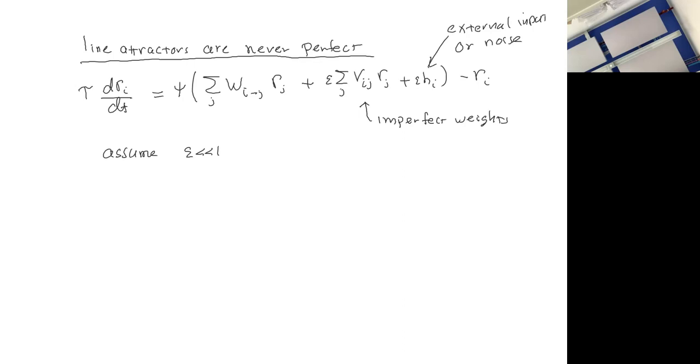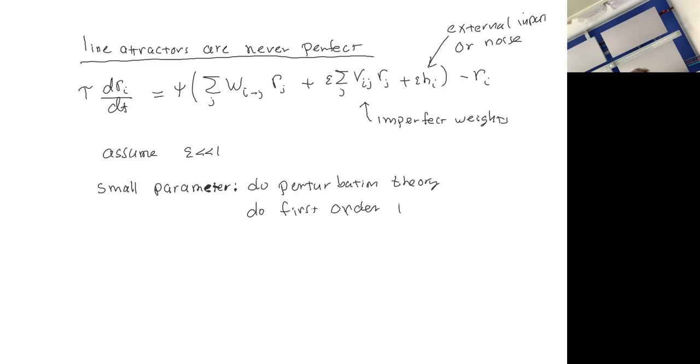So we now have a math problem. We added extra terms, and we want to know what happens to R. The extra terms are small, and whenever you see a small variable or small parameter, you immediately know to do perturbation theory, which in our case really just means do a first order Taylor expansion. So this is what we're going to do.